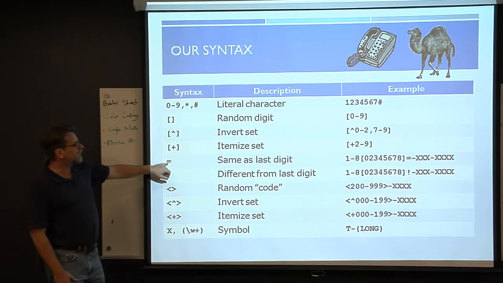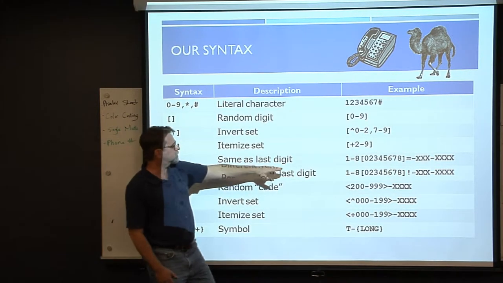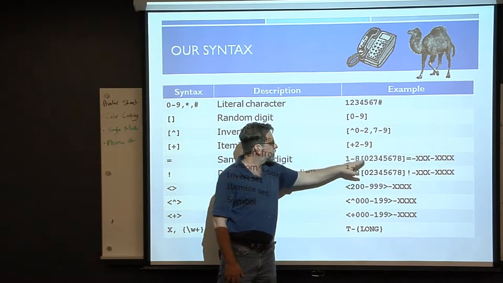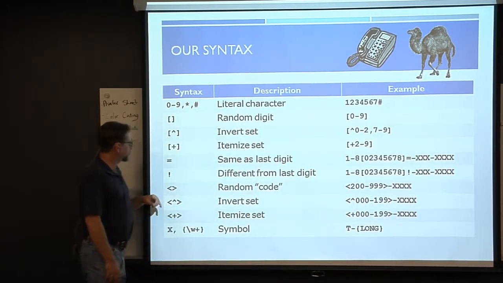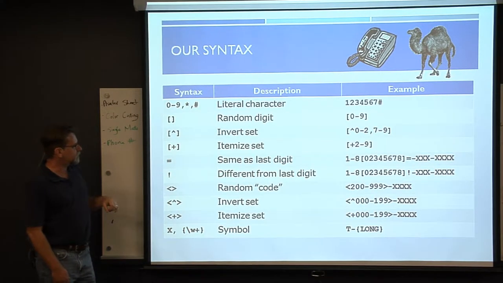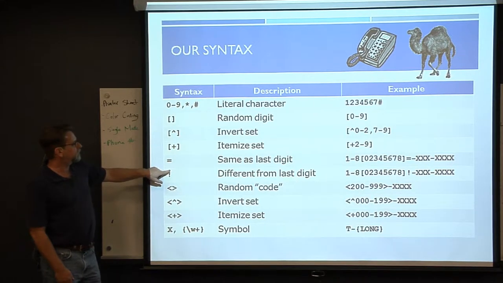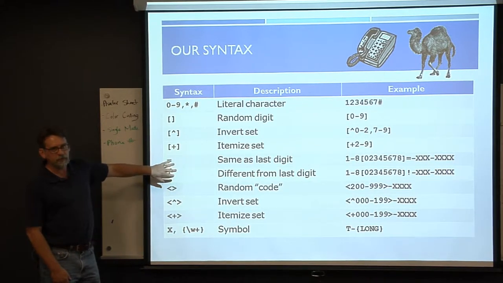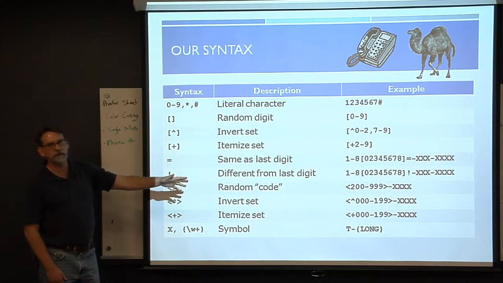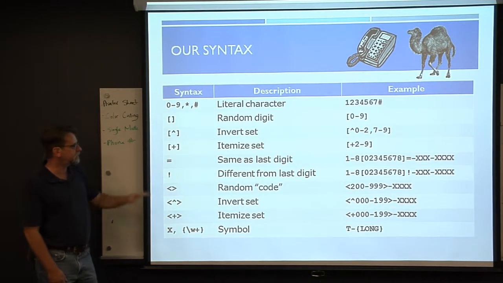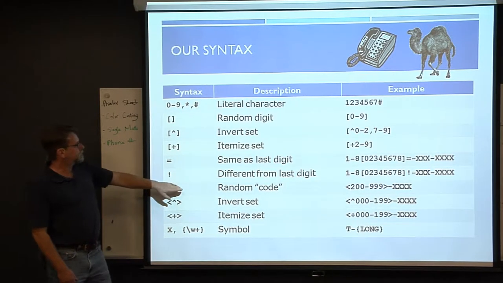Equal means whatever the last digit was, just repeat it to be the same digit. I've used that for toll-free numbers: any of these digits followed by the same thing again. And then for consistency, although that makes two for testing, because you want to make sure that if it isn't a toll-free pattern, it would not recognize it. So bang here means pick a different digit from the last digit and insert that in that position. The angle brackets mean pick a random code.